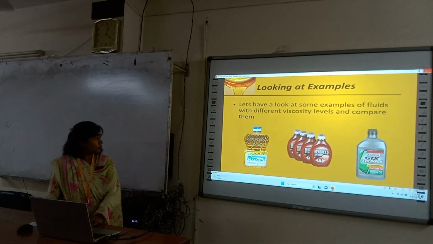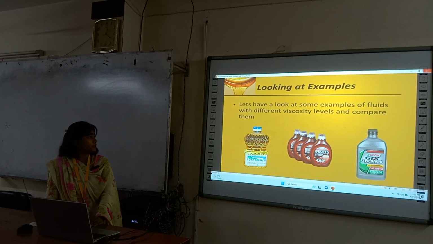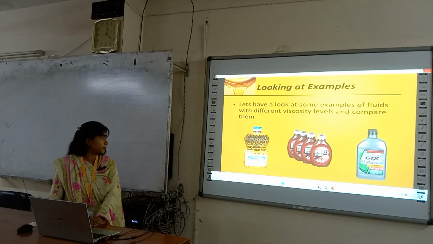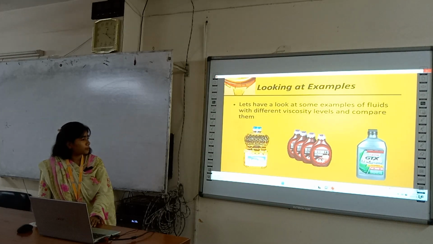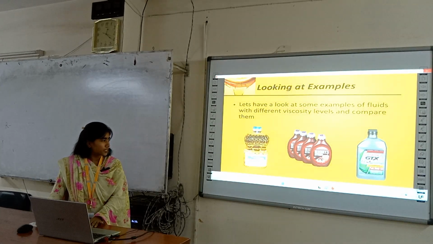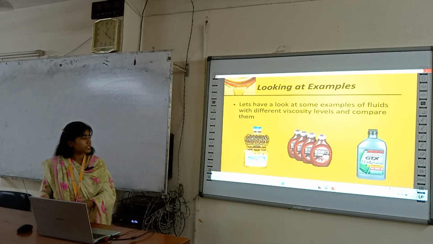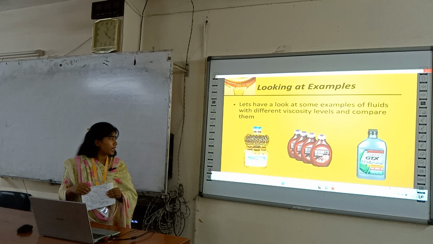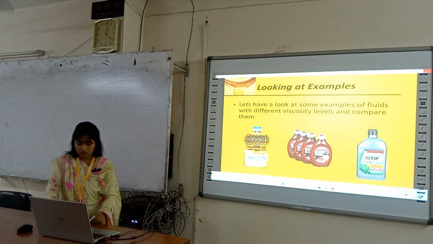Let's have a look at some examples of fluids with different viscosity levels and compare them. First, the oil. Second, syrup. Third, petroleum. Here, petroleum has the highest viscosity, and then syrup, and then oil.